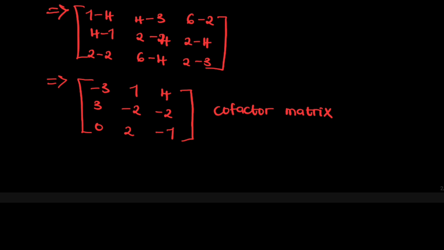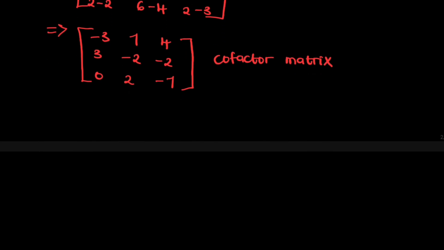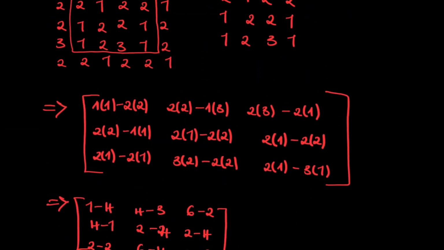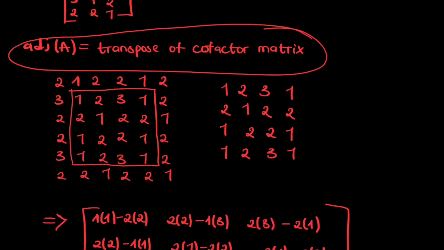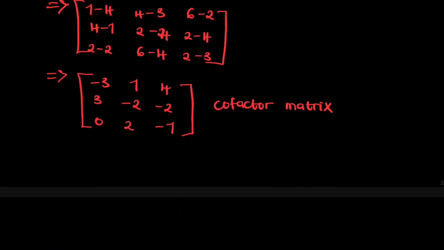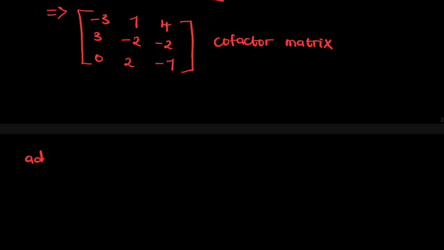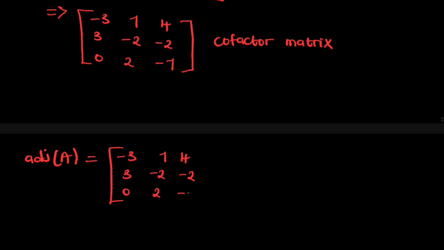Okay, so now we take the transpose. From our formula, the adjoint is the transpose of the cofactor matrix. So we have our cofactor matrix, so we take the transpose. So our adjoint of A is the transpose of that matrix.